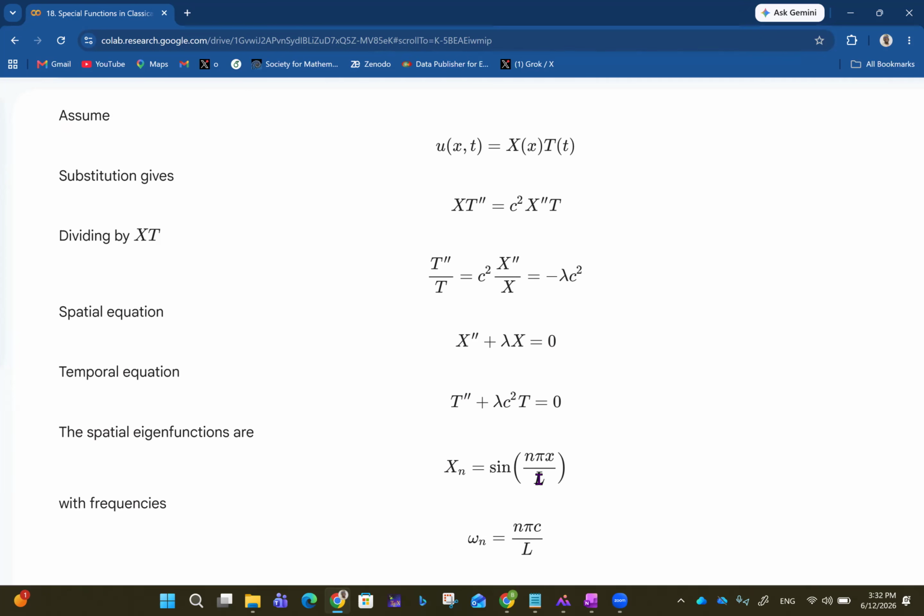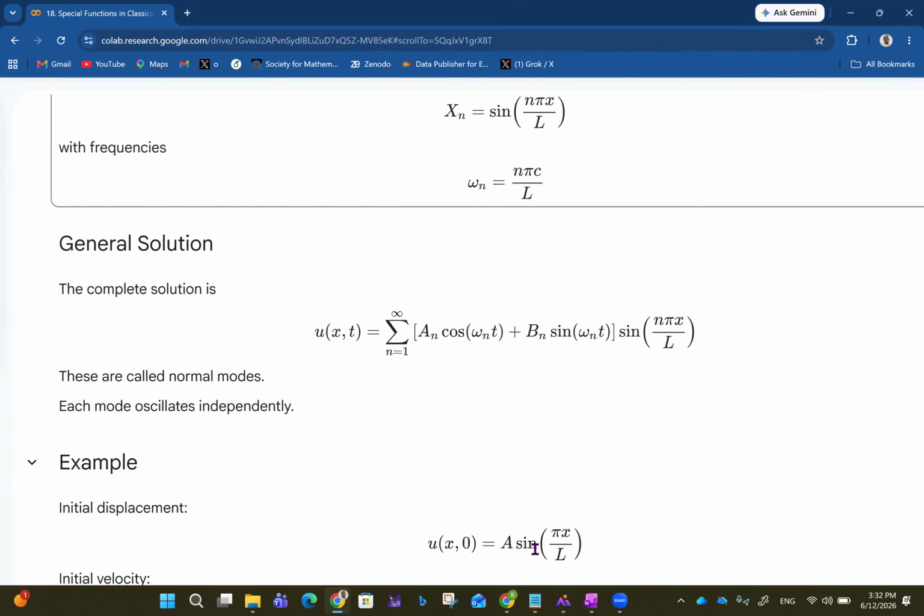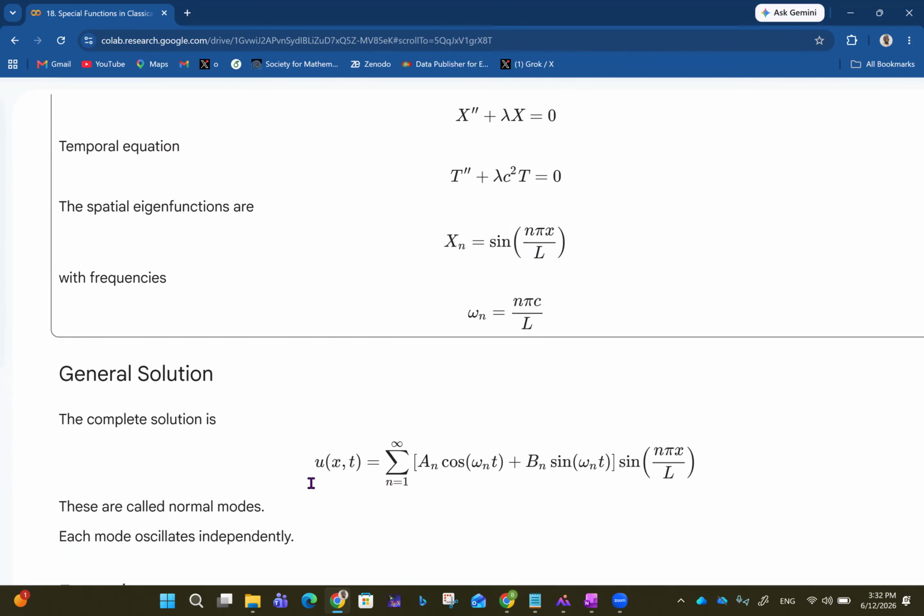with the frequencies ω_n = nπc/L. So it bears a bit of a resemblance with the idea of eigenvalues we talked about in the heat equation. So we then have the general solution.